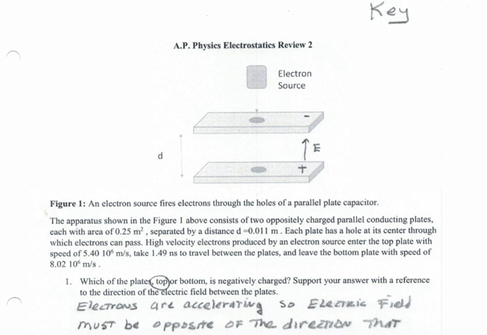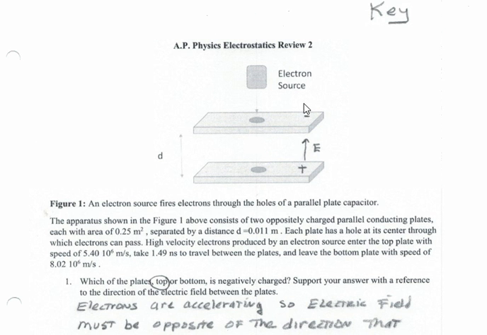So the electron source, which is right here, fires electrons to these holes. We see that there is an increase in velocity, I believe from 5.4 times 10 to the 6 to 8.02 times 10 to the 6 meters per second, taking 1.49 nanoseconds to do that. So we need to figure out which one's positive and which one's negative.